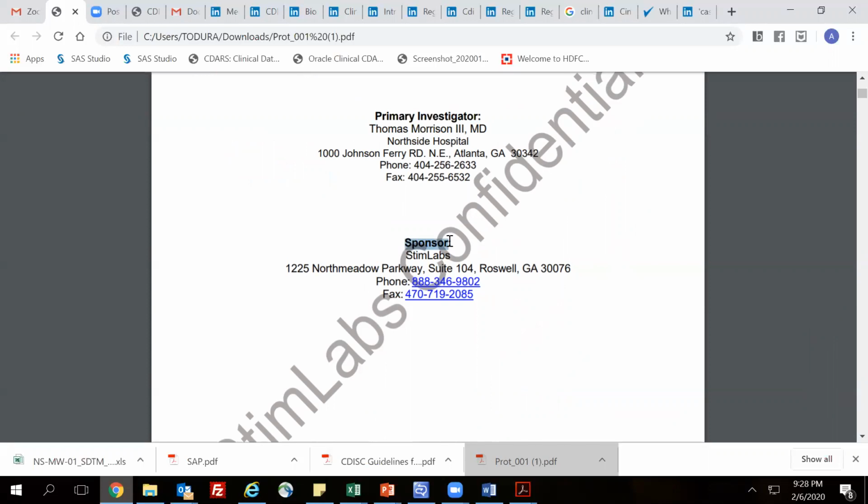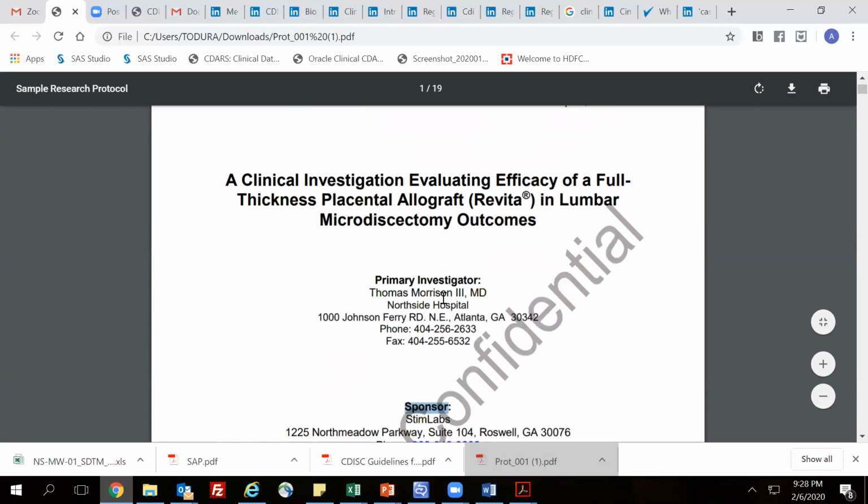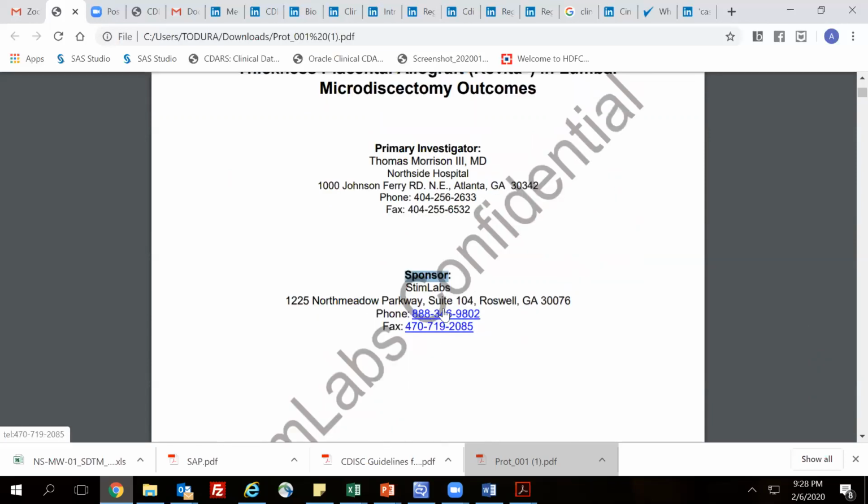Sponsor is someone who is giving money in order to conduct the trial. Okay, so this is the lab, Stim Labs. So Stim Labs is providing money to conduct this trial. This was a protocol which I worked on. And this is the phone number and all these facts.